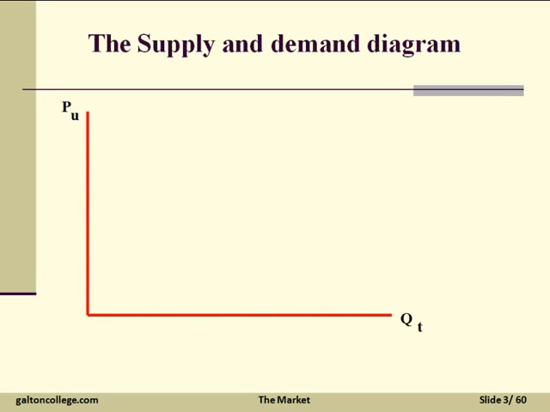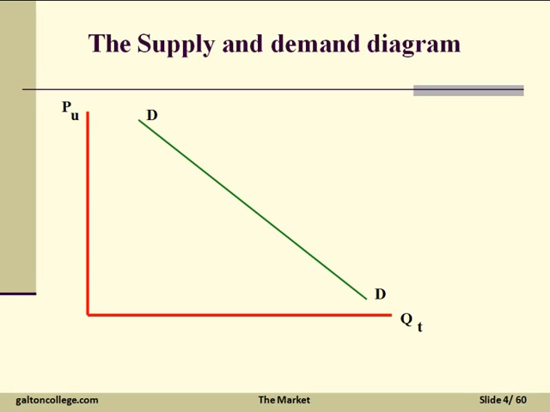So there are the axes. On the vertical we have the price per unit, and on the horizontal the quantity demanded or the quantity supplied per unit of time. In other words, the quantity demanded or supplied per week, per month, per year, or whatever the time period is. Now these axes are the same, as I said, for demand and for supply.